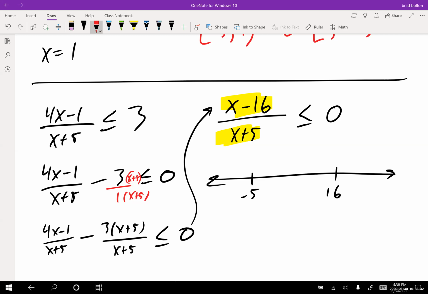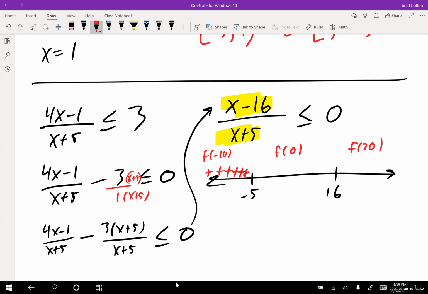And now let's do our sign chart. So let's do f of -10. Let's do f of 0, and let's do f of 20. I like to use nice, easy numbers as long as they're in the intervals. So when I put -10 in the numerator, I'm going to get negative over negative, which is positive.